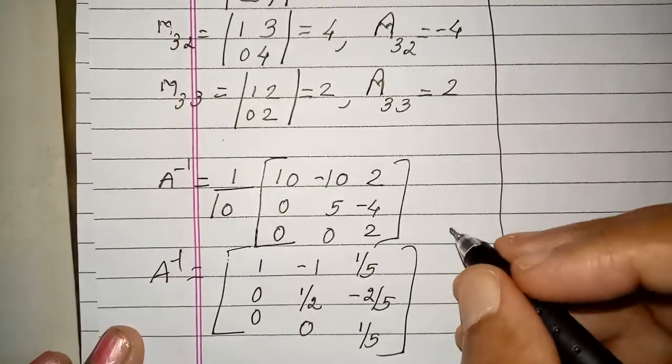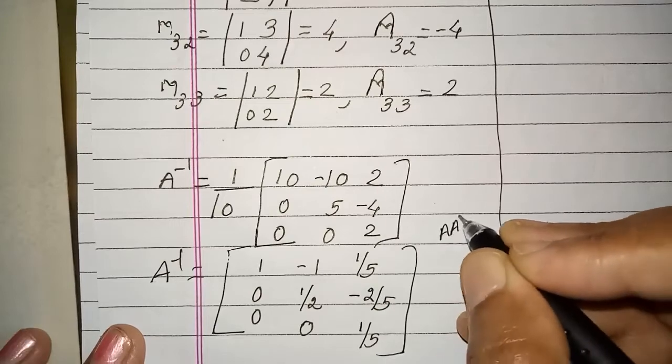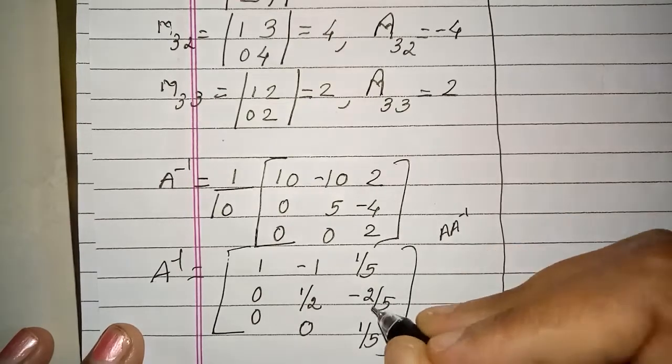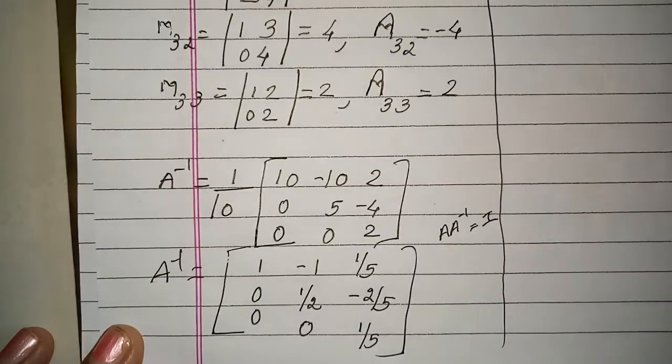Okay, if you get extra time in the exam, to check your answer is correct, children, you multiply A and this A inverse and check whether your answer is the identity matrix. That way also you can check. Now one more we can do.